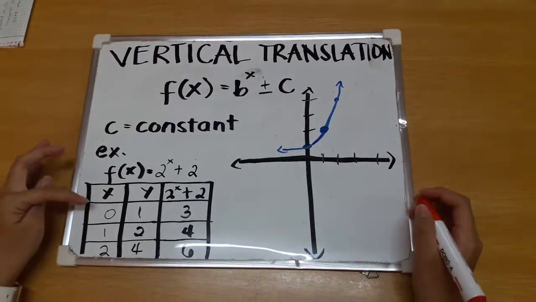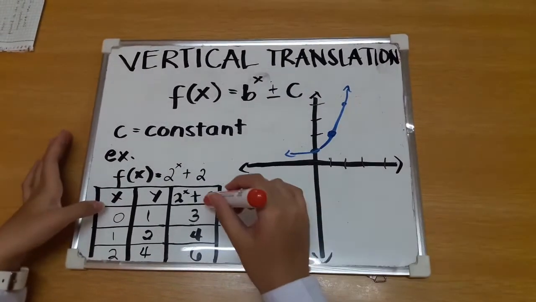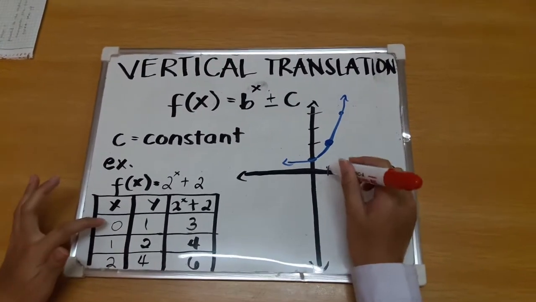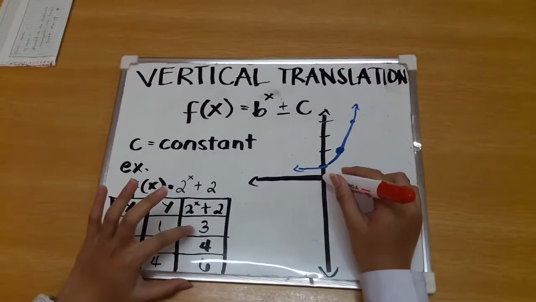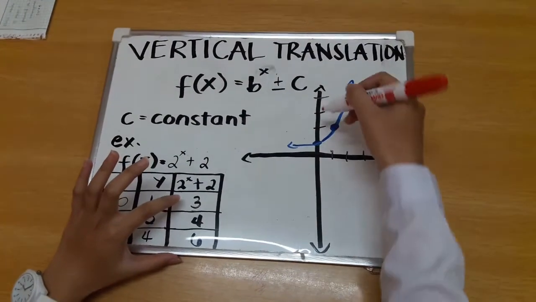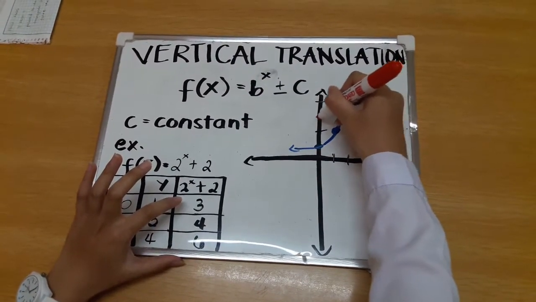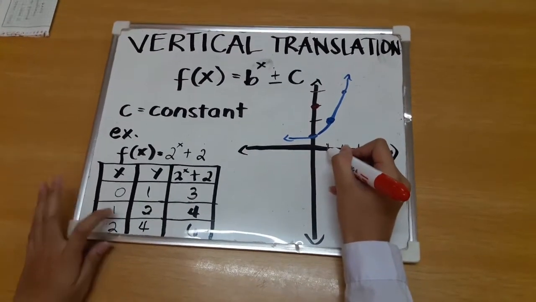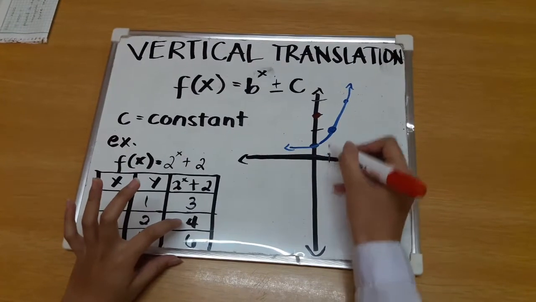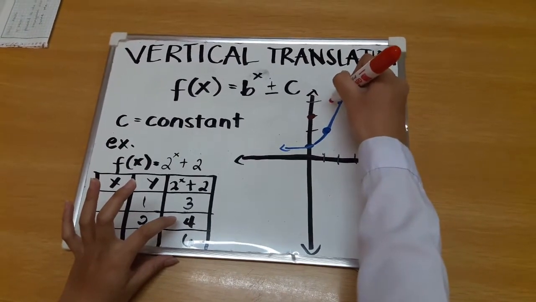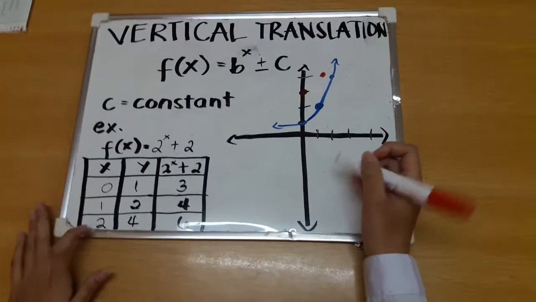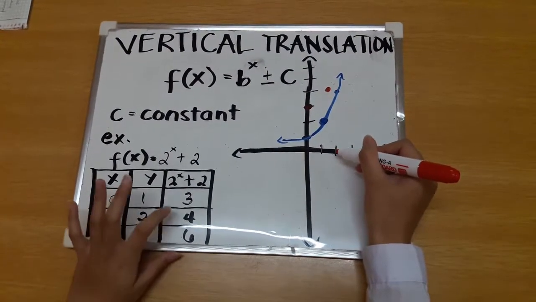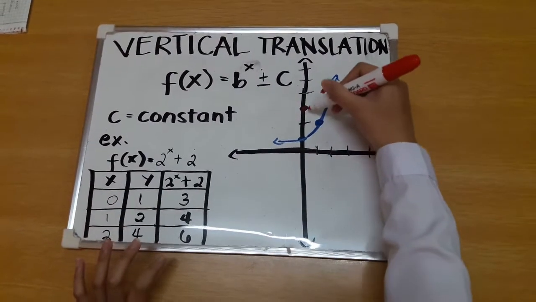Now, we will move on to plotting x and 2 raised to x plus 2. So first, x is 0, and then the y will be 3. Next point is 1. The x is 1, and the y would be 4. And the last one is the x is 2 and the y would be 6.